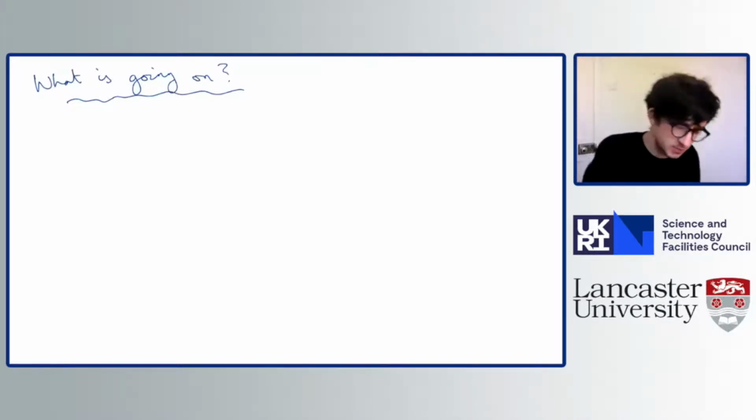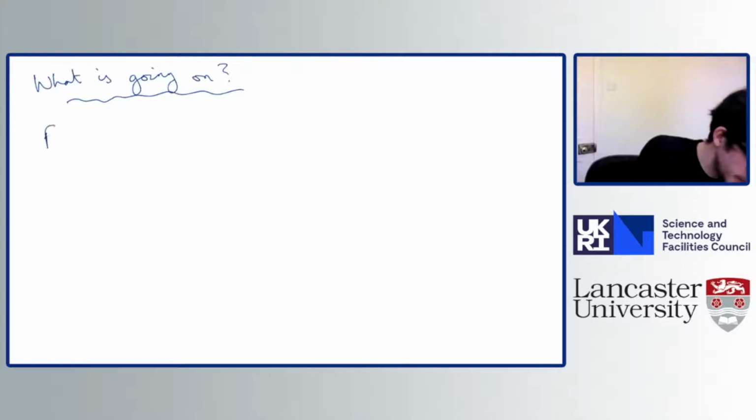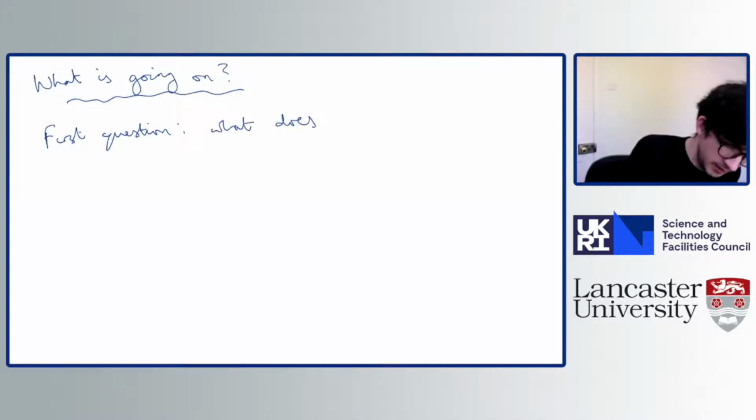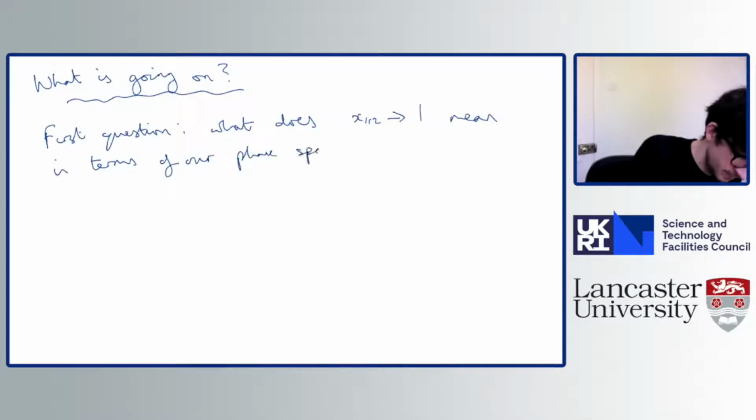So that's what we want to ask. That's our first natural question, right? Which is, what does x1, x2 goes to 1 mean in terms of our base space? So let's do it bit by bit.